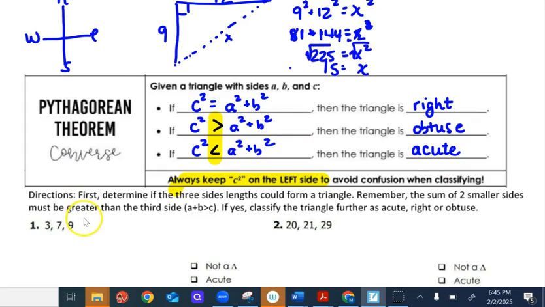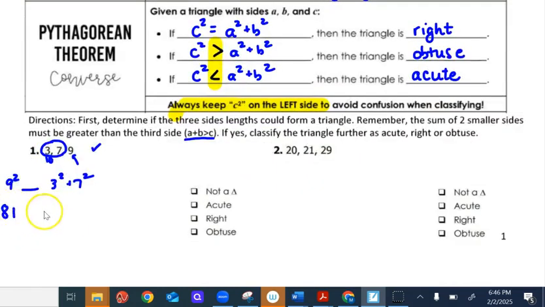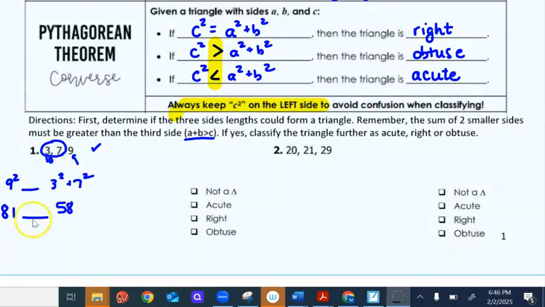So for this first section here, we're going to determine, first of all, if these even are triangles. And remember, in order to do that, you need to take the smallest sides. The 3 and the 7 are the smallest. That makes a 10. If 10 is greater than the last side, then it is a triangle. Let's set up our c squared first. We're going to set up our a and b next. We're going to see what symbol we get. An 81 and a 58. So 81 is greater than the 58, so this is an obtuse triangle.